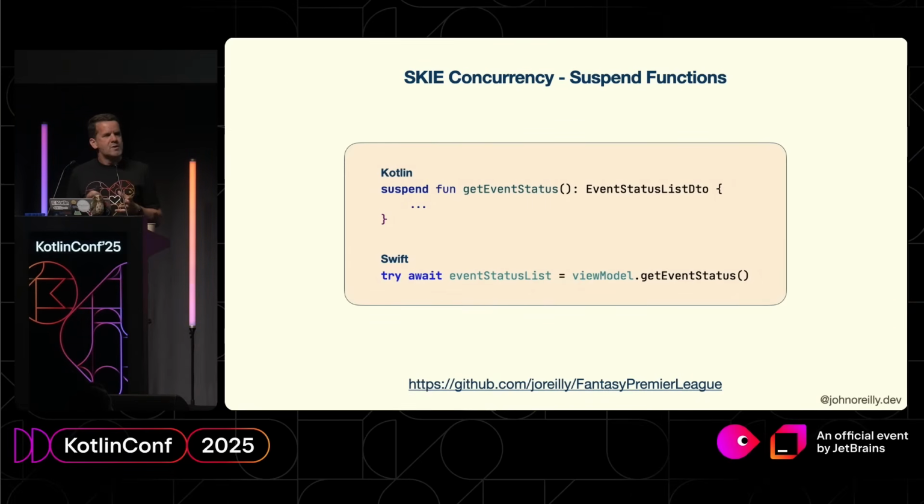As with KMP native coroutines, SKIE also supports concurrency interop with Kotlin. Showing again here how we'd invoke a Kotlin suspend function from Swift. With the approach that SKIE is taking using KSP, it can provide a more seamless interaction from Swift, as we can see here, with no additional wrapper function needed.